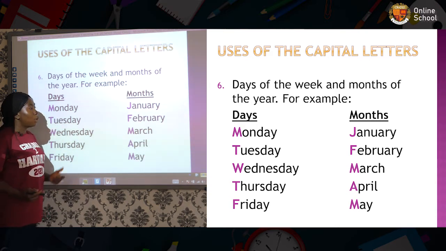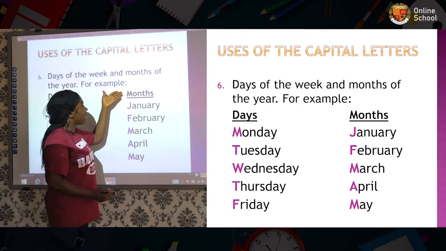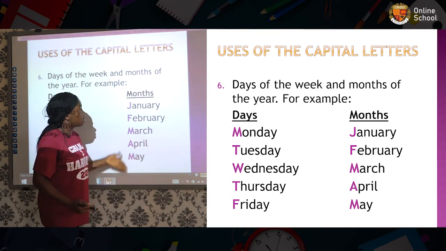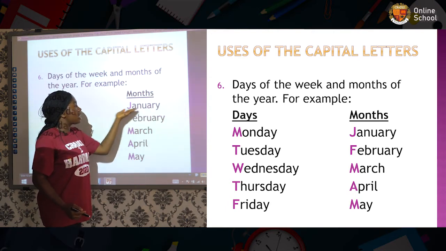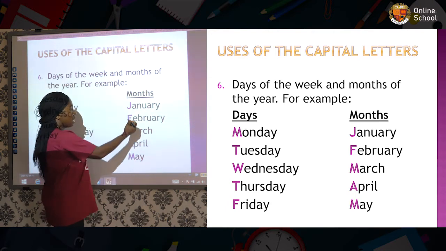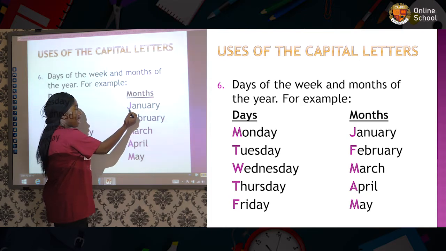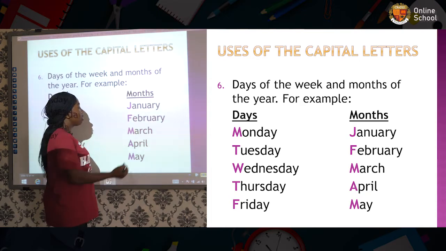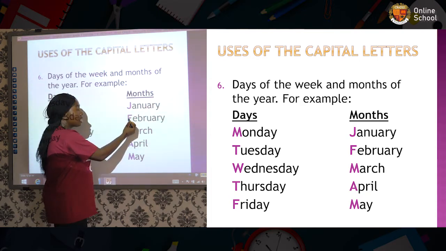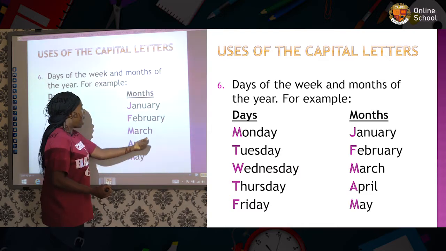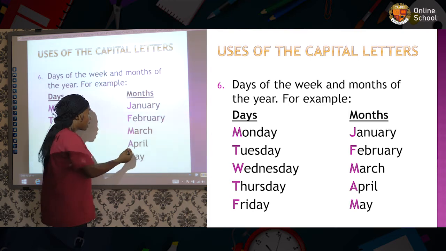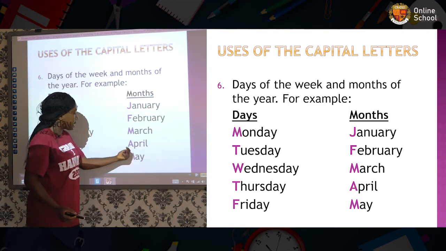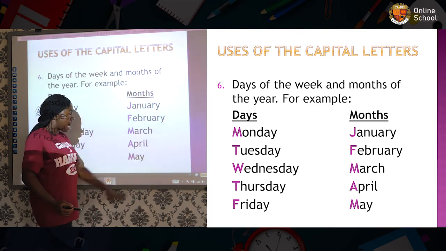For example, we have the months. We started with January this year. If you look at January, you see letter J starting with what? Capital letter. See February, F starting with what? Capital letter. See March, M starting with what? Capital letter. Very good, you're following, okay? So we have April, A starting with what? Capital letter. And we have May starting with capital letter.